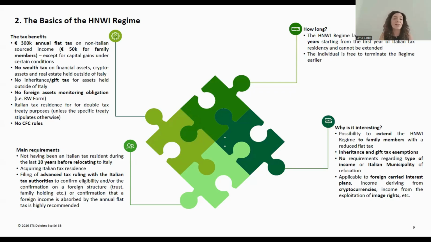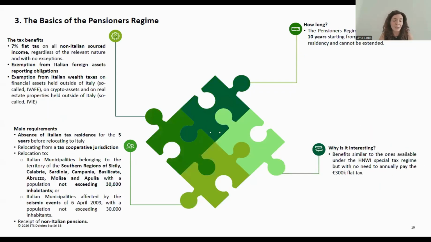Last but not least, if Raffaele, we can move to the next slide, we'll explore the pensioners regime, which offers very similar benefits in comparison to the high net worth special tax regime. Since it targets non-Italian foreign income, it is addressed specifically to pensioners, so people receiving a pension and who cease to be active as employees or even self-employees. And it provides for the application of a 7% flat tax on non-Italian sourced income. So regardless of their source, whenever they are sourced outside of Italy, they're all subject to 7% flat tax.